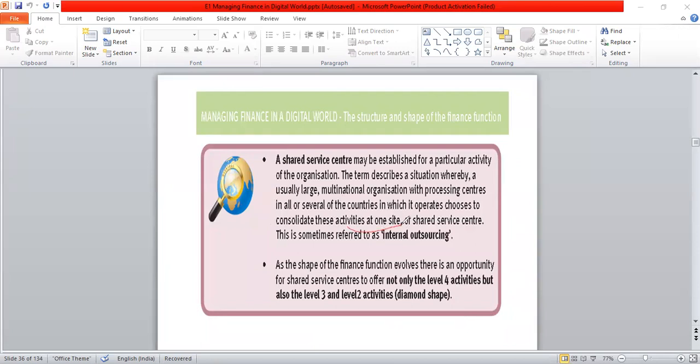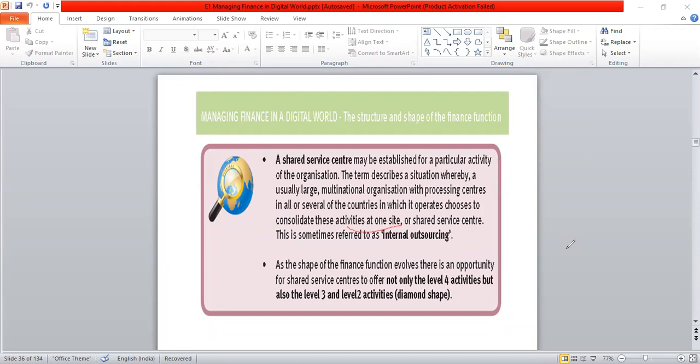Okay, at one site or shared service center. This is sometimes referred to as internal outsourcing. So we should not get confused with this concept to be as outsourcing. The outsourcing is assigning the work to an external entity. So the external entity will take up that piece of work, they complete that, and then they send it to the organization. So the rest of the work will be carried out.